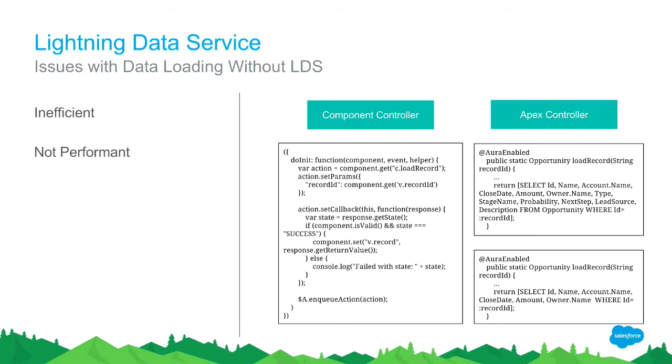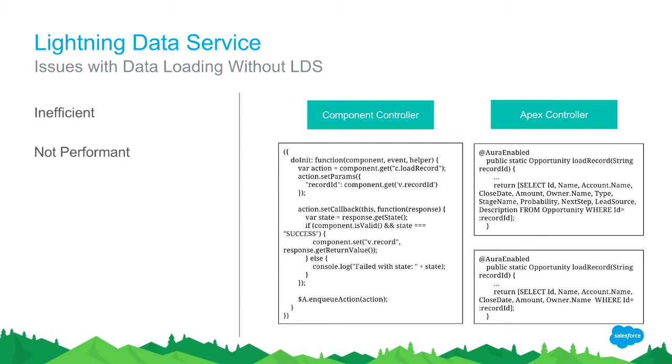So what's the issue with this data loading flow? First, it's inefficient. As you can see, for the component controller, which is the JavaScript controller, both the detail and highlights look very similar. They're almost exactly the same. And even on the Apex controller side, they look very similar as well, other than they have different fields.